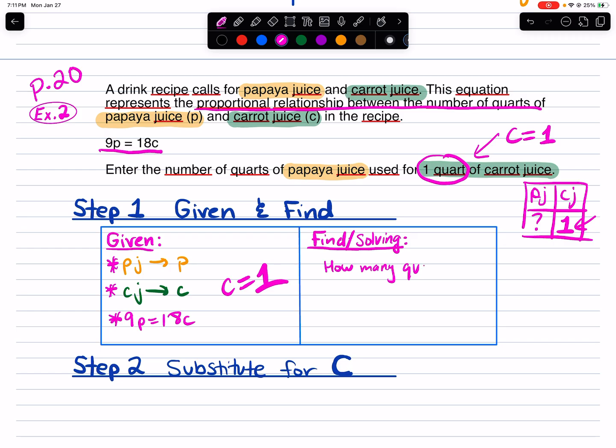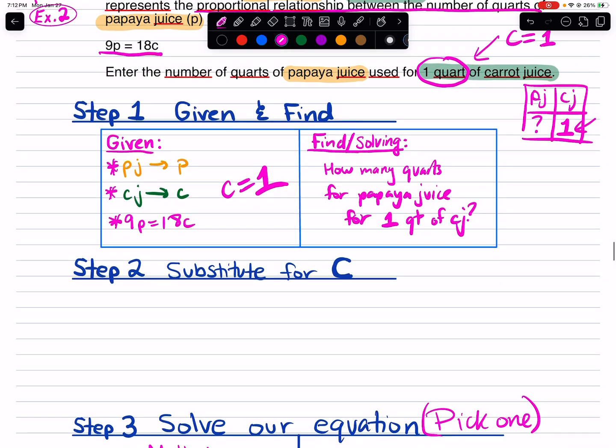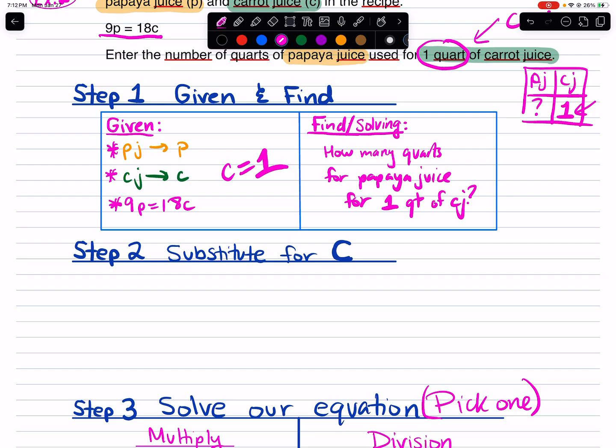how many quarts for papaya juice for 1 quart of carrot juice, CJ. That's what we're trying to find out. How many quarts of papaya juice for 1 quart of carrot juice? Let's go from there. Step 2.